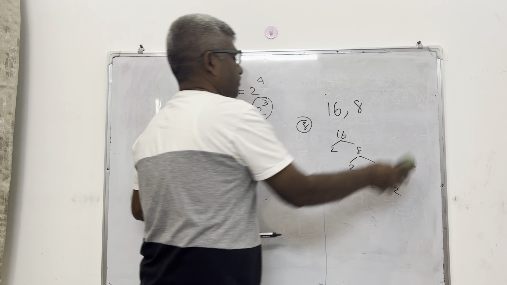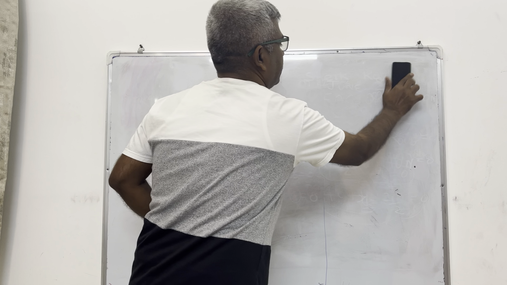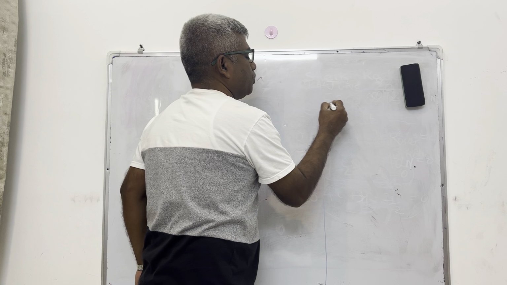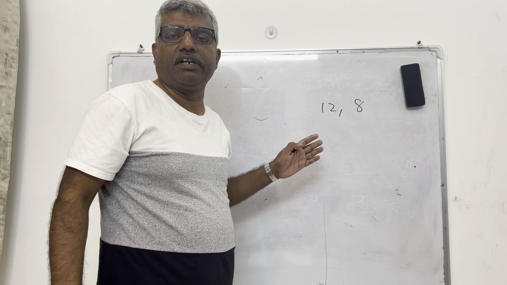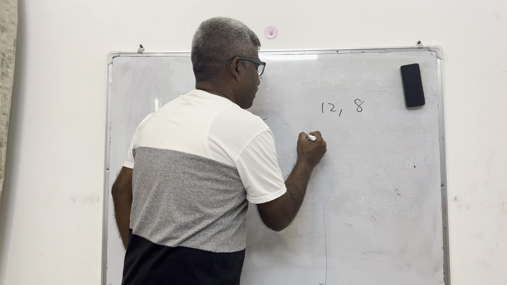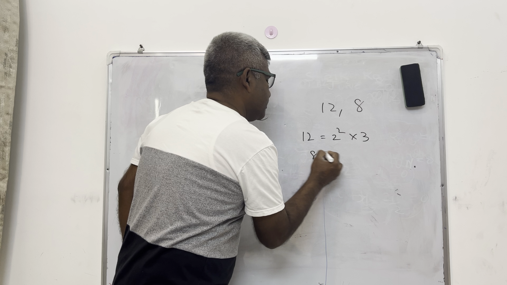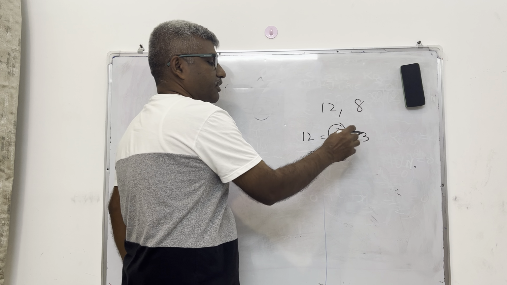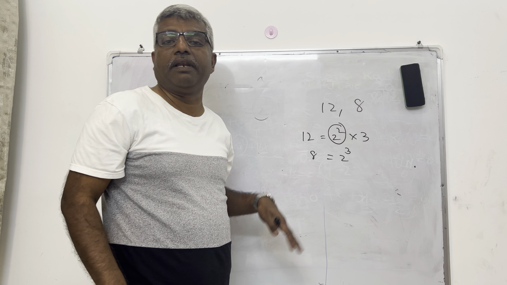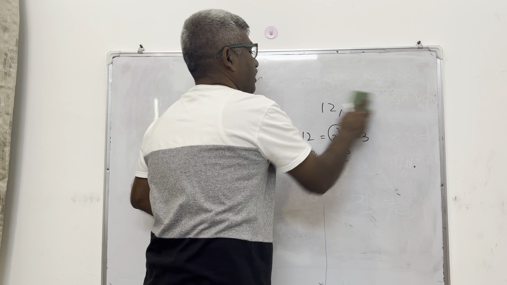Now suppose 12, 8. What is the greatest common factor for 12, 8? It is 4. You know that 12 is equal to 2 squared times 3. 8 is equal to 2 cube. We have to choose the common one placed in both. So 2 square.